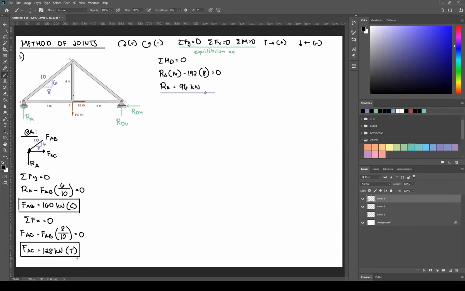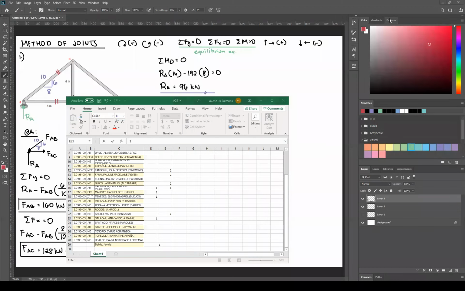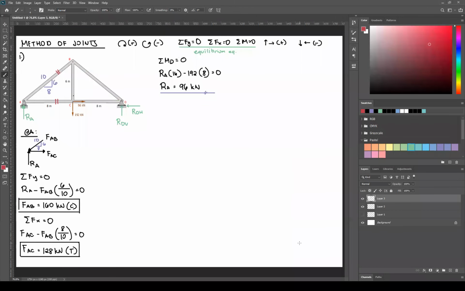Okay, now we're done with joint A. Now you have to move on to the next joint. And remember, you can only use joints where there's a maximum of 2 unknowns. Can you tell me one joint where there's only 2 unknowns now? Again, we're done with AB and AC. Okay, correct. The answers here are B and C.